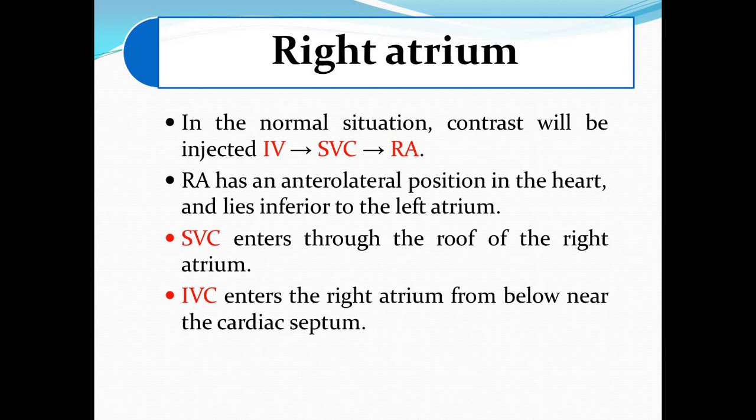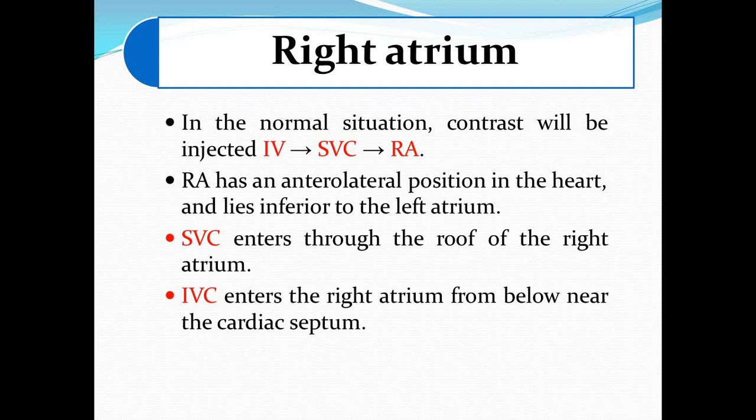We know that in the normal circulation, the venous blood comes through the superior and inferior vena cava back to the right atrium, right? So when we are evaluating the heart and using contrast agent, the contrast agent is normally injected intravenously, usually in the arm. So it will go through the subclavian vein to the brachiocephalic vein to the superior vena cava and then to the right atrium.